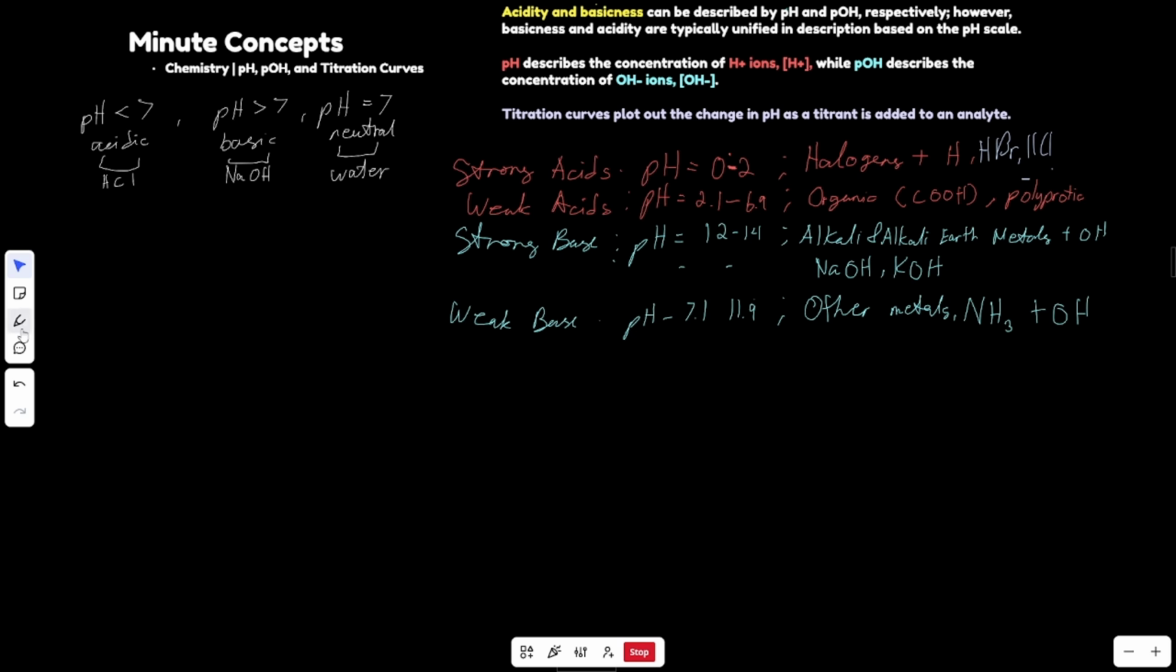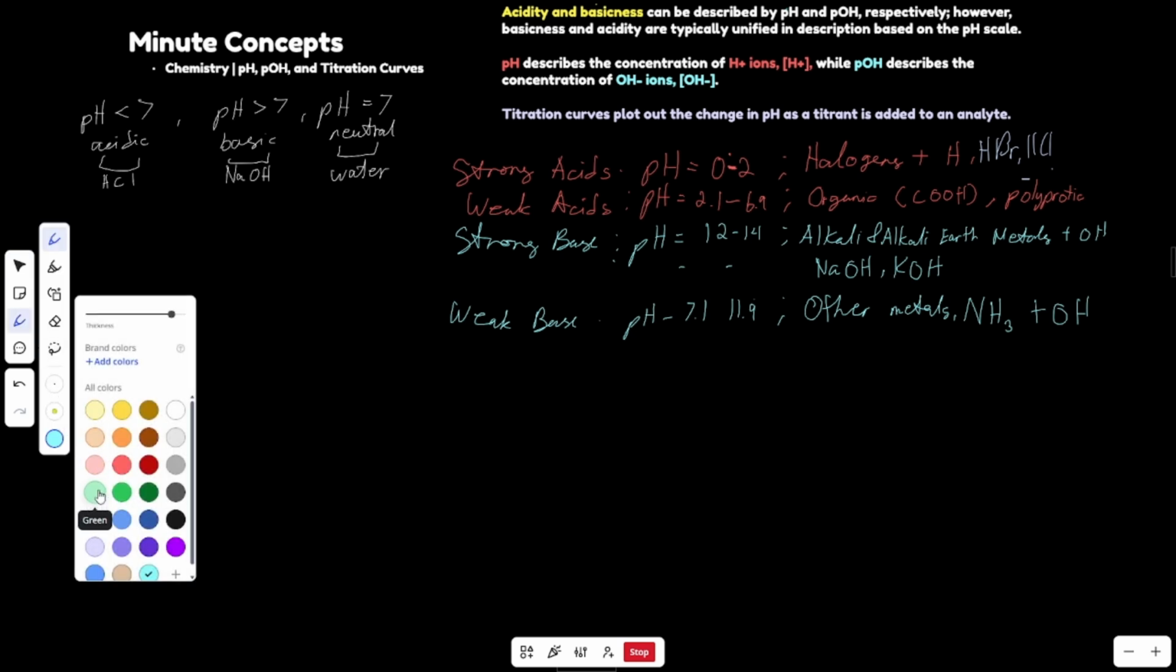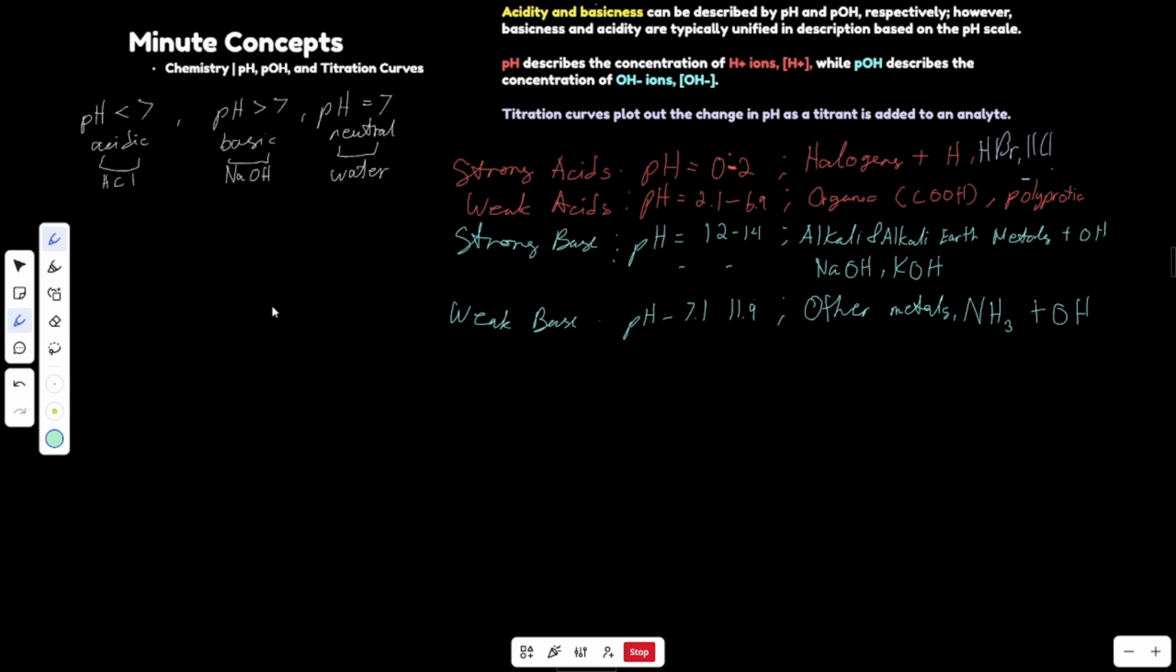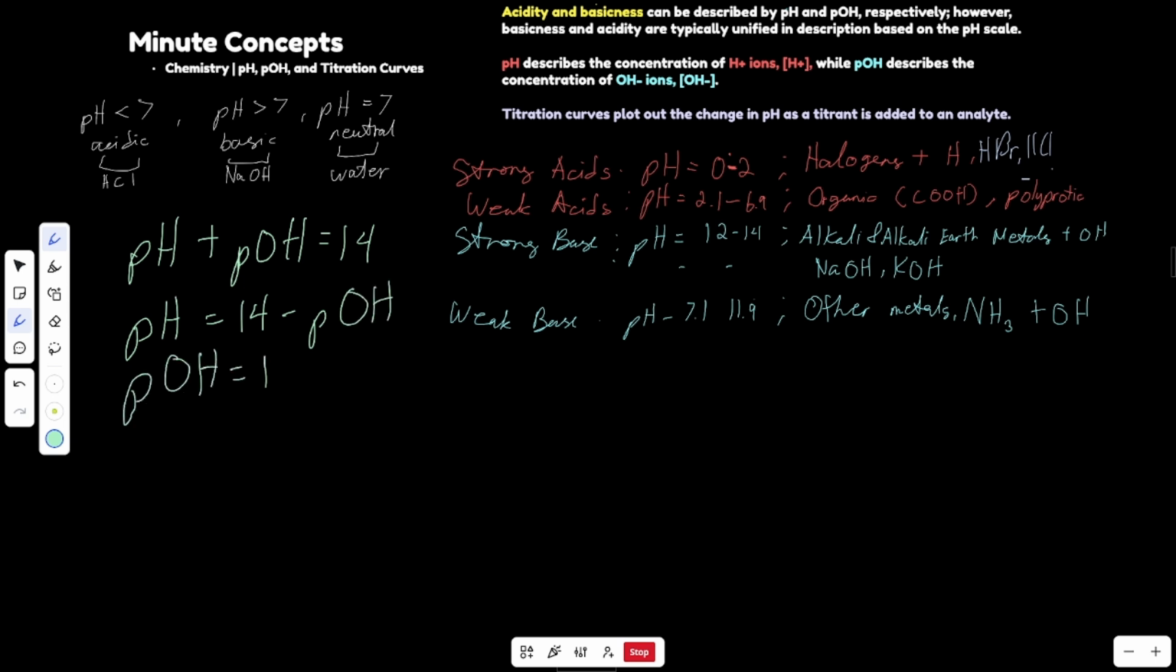Solving for pH and pOH, we actually have quite a few formulas. However, they're not all that hard. So we have the first one. So pH is equal to 14 minus the pOH. Or rather, let's start from the very beginning. pH plus pOH is equal to 14. Right? Now, if you want the pH, it's 14 minus the pOH, and pOH is equal to 14 minus the pH. Right? So that's pretty straightforward.